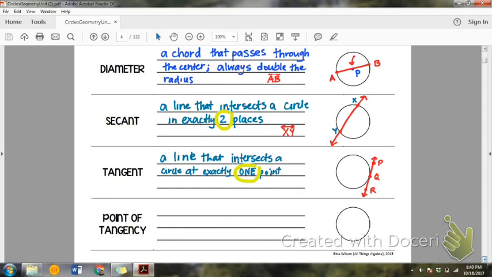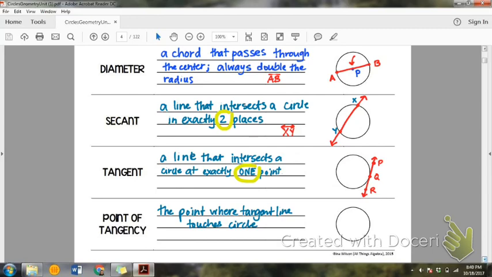And then point of tangency is the point where it's tangent. That seems pretty common sense, right? It's the point where the tangent line touches the circle or intersects the circle. So the point of tangency is the point where the tangent line touches the circle.